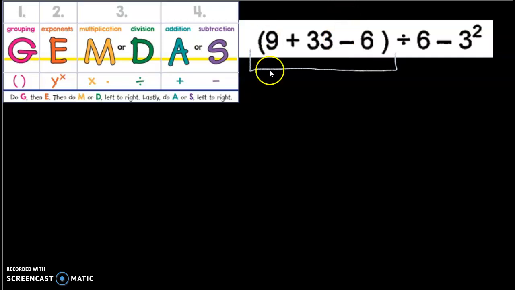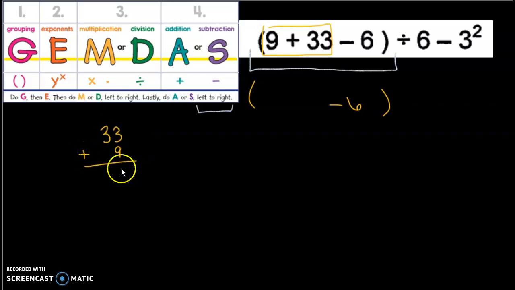So in this case, I have an addition and a subtraction. All right, so let's go ahead and look at our order. Now, they are in the same category. So how do I determine which one goes first? So in my notes, apparently it says from left to right. So that means that I'm going to do this 9 plus 33 first, then worry about that minus 6. So 9 plus 33 is 42.